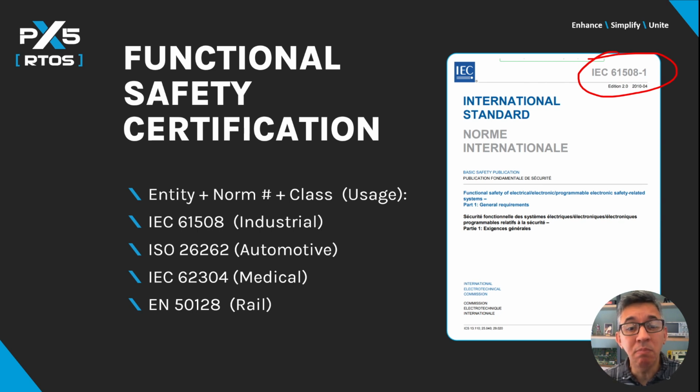You'll find many sector-specific safety standards, such as the IEC 61508 for industrial, the ISO 26262 for automotive, the IEC 62304 for medical, and finally the EN 50128 for rail. And it's important to notice that this is a widely recognized and accepted standard used throughout the world.